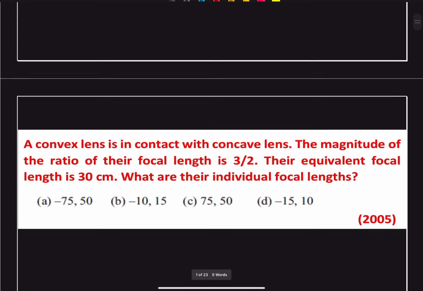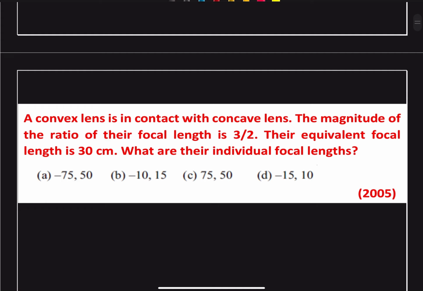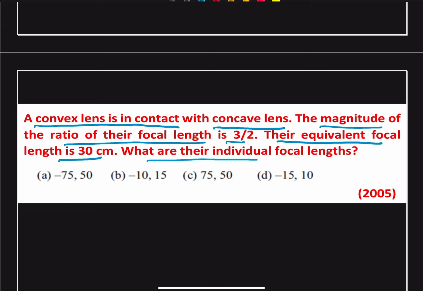So in the first question, it states that a convex lens is in contact with concave lens. The magnitude of the ratio of their focal length is 3/2 and their equivalent focal length is 30 centimeter. What are their individual focal lengths? So we are given that they have a ratio as well as their equivalent focal lengths are given to us.